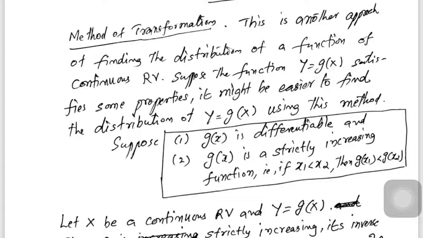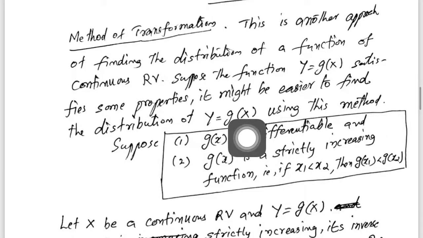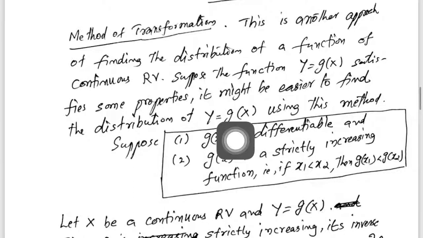We were discussing how the distribution of a function of a random variable can be obtained, and we did a lot of problems in this regard. Here we shall emphasize a point in which the function y is equal to g of x has some special properties. So far we have not considered the monotonicity of these functions, whether it is increasing or decreasing. We did not consider those factors.